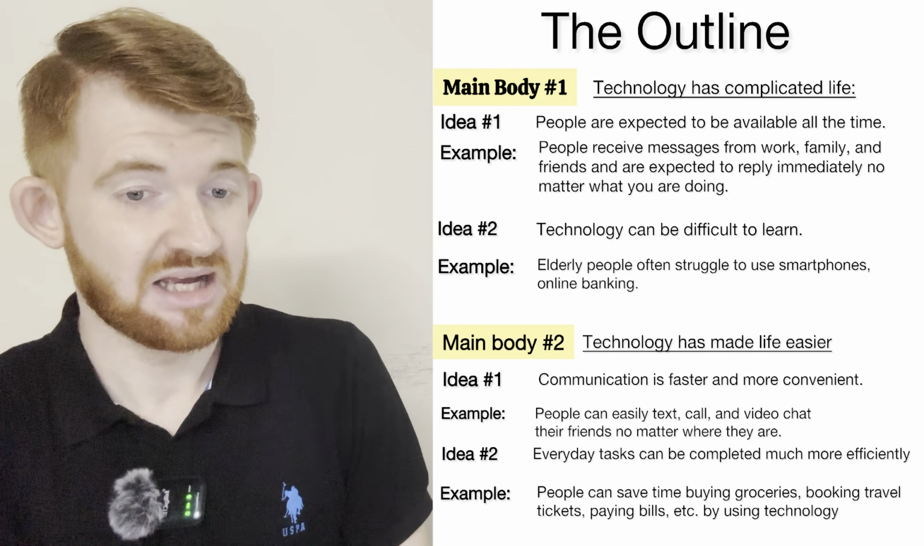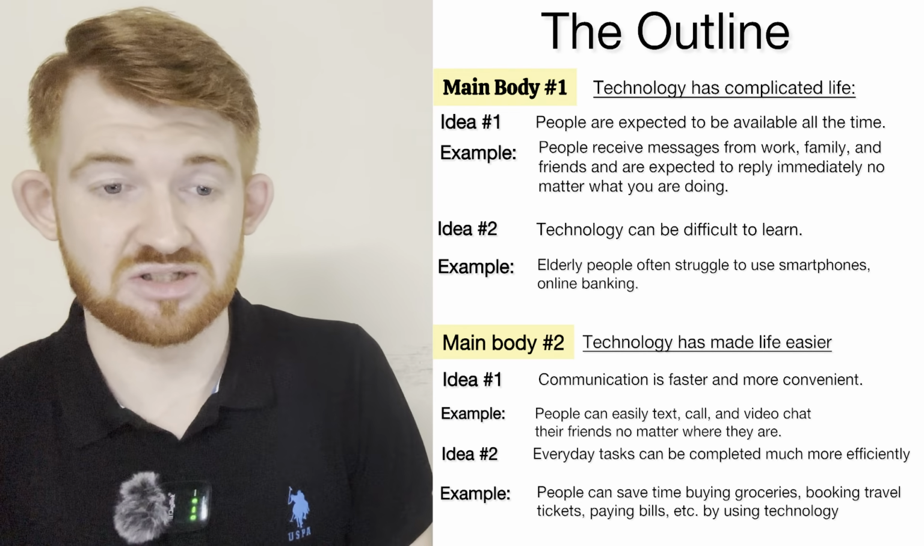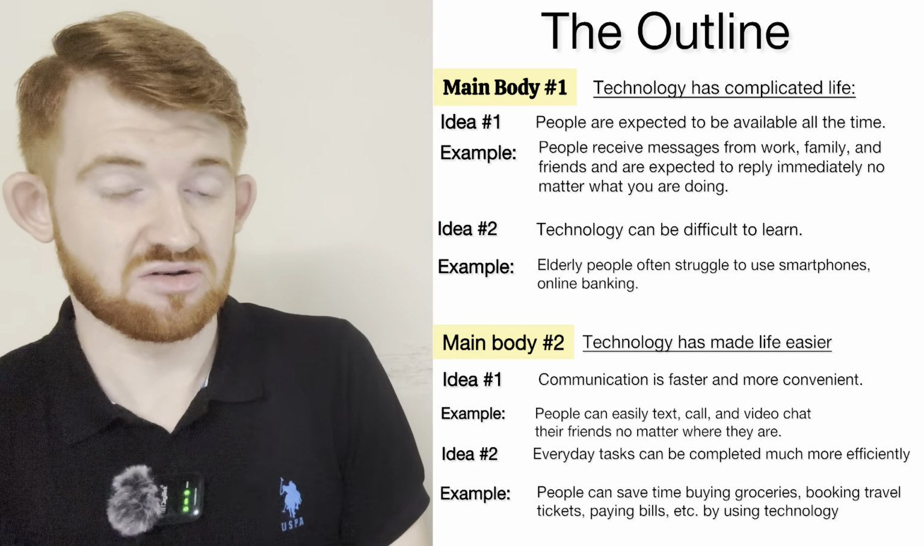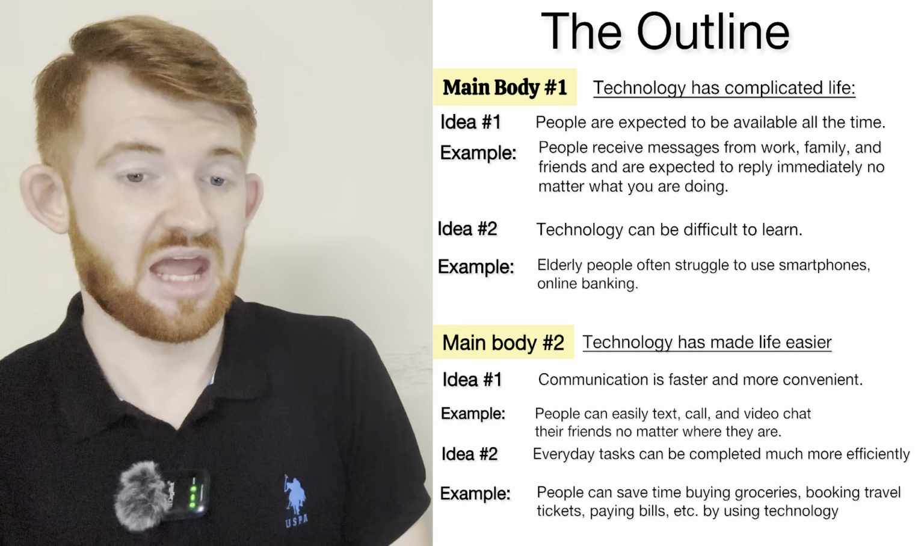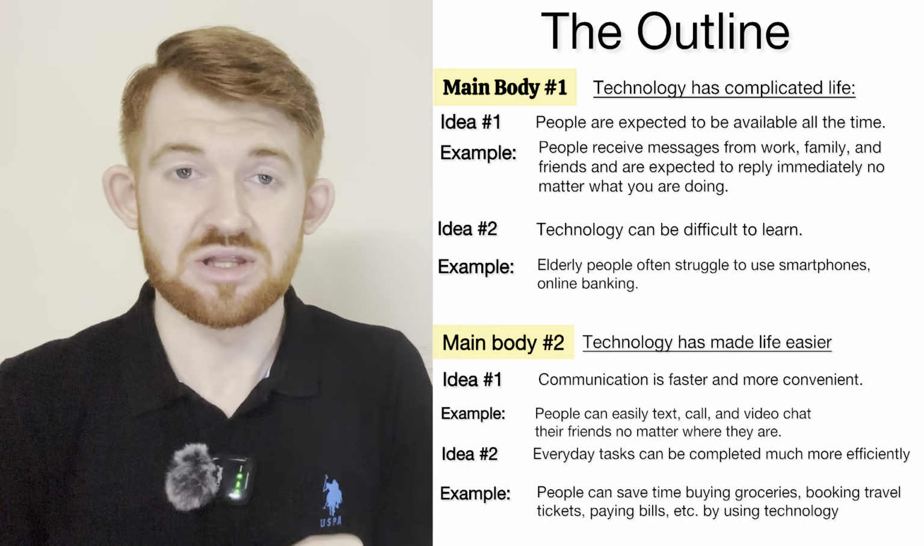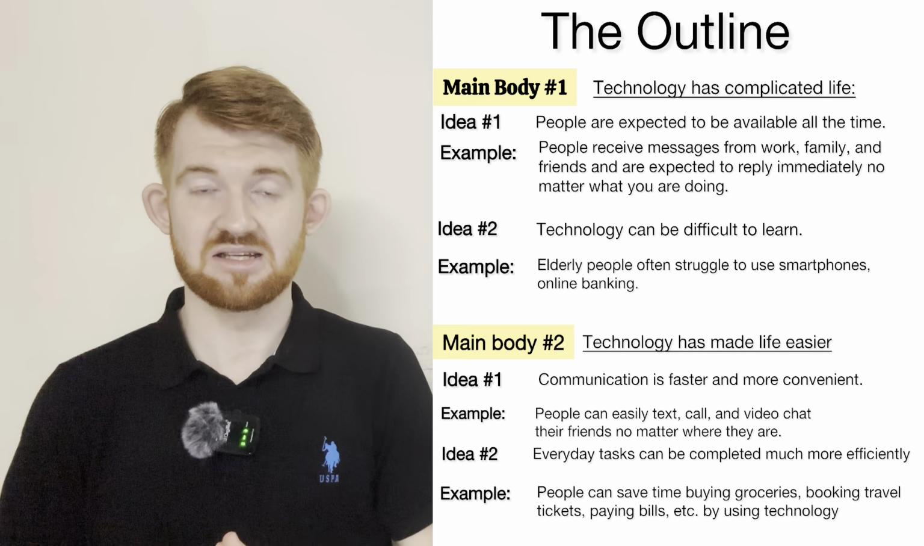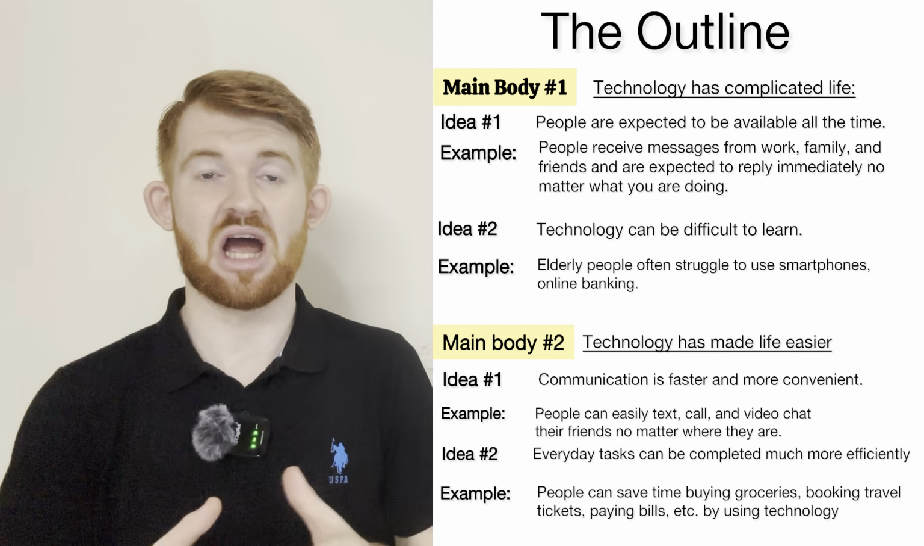Idea number 2 is that technology can be difficult to learn. For example, elderly people often struggle to use smartphones and online banking. Now, the structure here is that we have 2 ideas and an example for each idea.